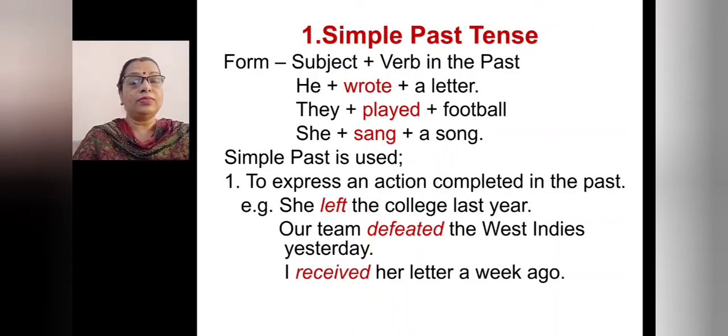What's the form? Subject plus verb in the past. He wrote a letter. They played football. She sang a song. So what do we find? Here, everywhere, subject and then verb and then object. So simple past tense is used to express an action completed in the past.